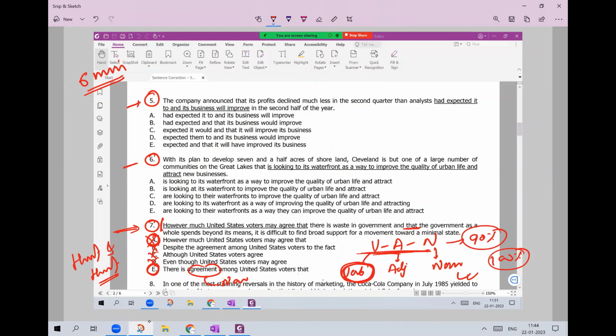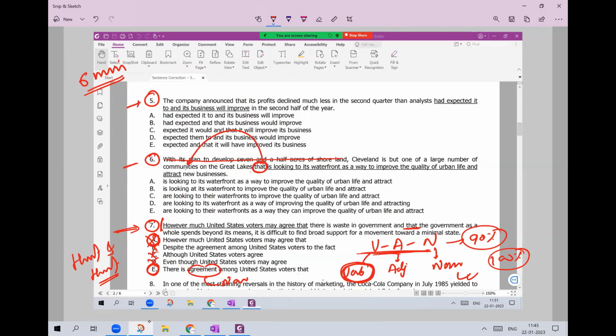Now come down to question number 6. With its plan to develop a 7.5 acre of solar land. So this is all crap. This is a modifier. Cleveland is but one of the large number of communities on a Great Lake that. Now, what is this that, by the way? This that is a pronoun, right? And what is it referring back to? It is referring back to communities.